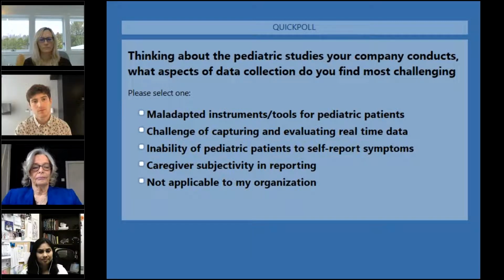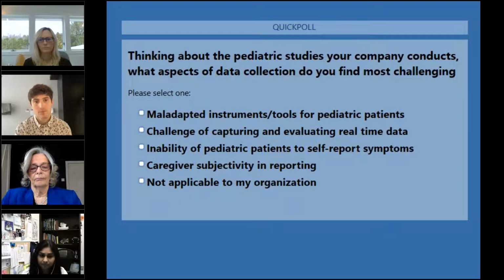Your answer options are maladapted instruments or tools for pediatric patients, challenge of capturing and evaluating real-time data, inability of pediatric patients to self-report symptoms, caregiver subjectivity in reporting, or not applicable to my organization. We'll give everyone a few seconds to consider their answer as it best applies to the question that we're asking, which again is thinking about the pediatric studies your company conducts. What aspects of data collection do you find most challenging?